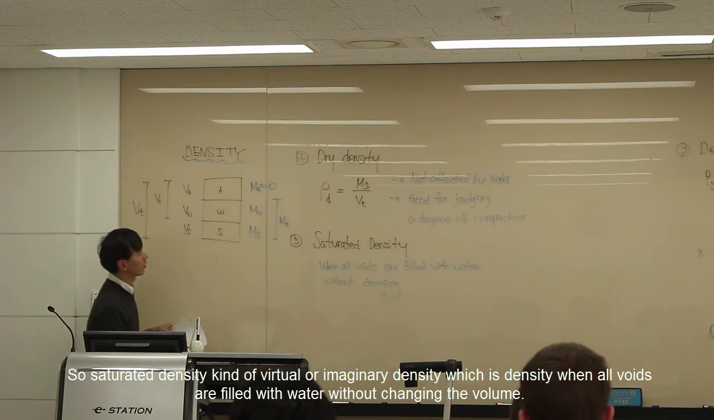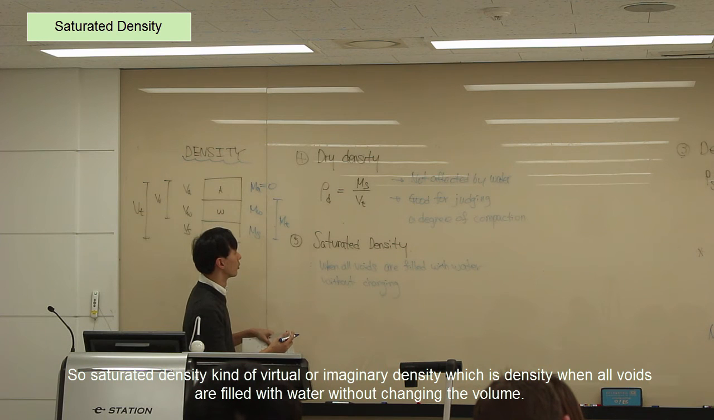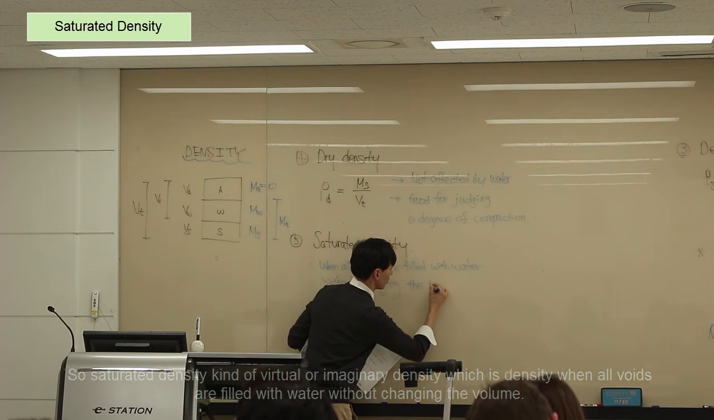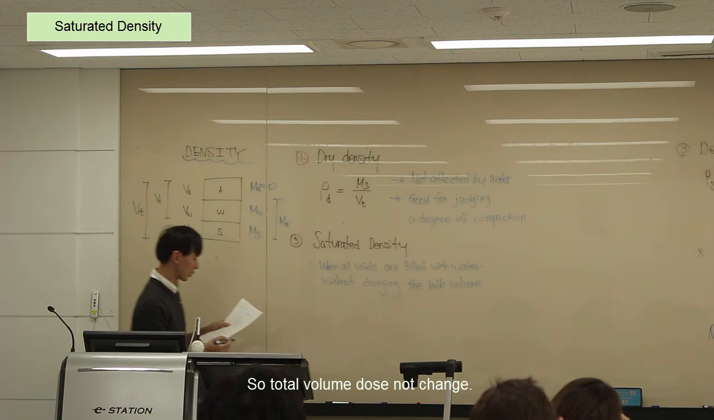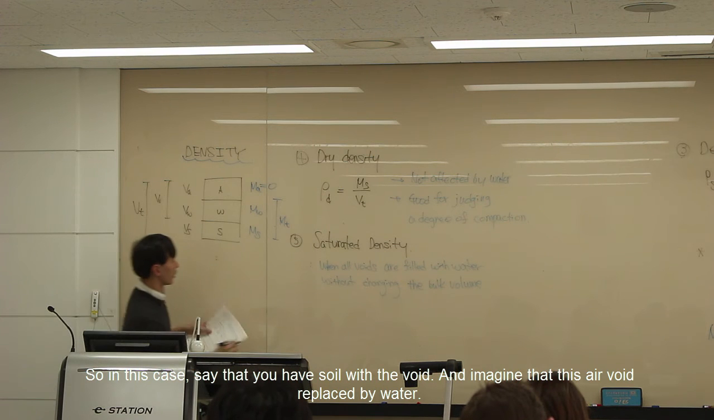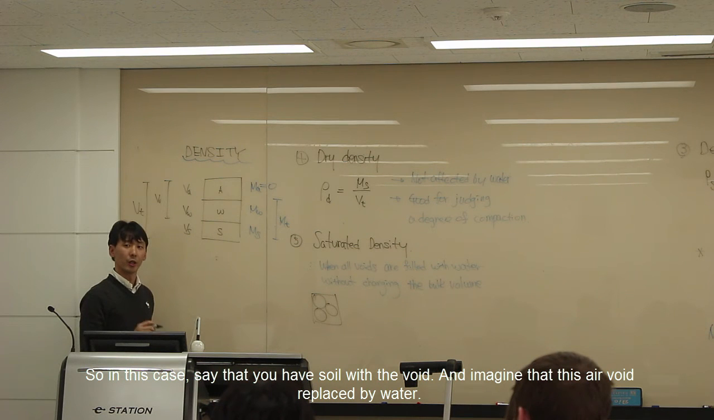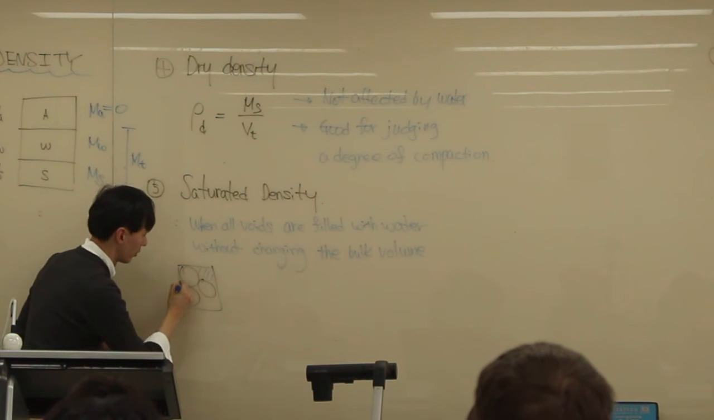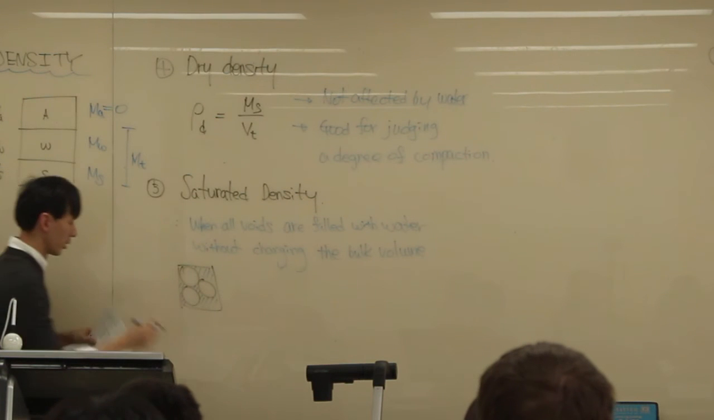So saturated density is kind of a virtual or imaginary density, which is the density when all voids are filled with water without changing the volume. So the total volume does not change. So in this case, say that you have a soil with a void, and imagine that this air void is all replaced by the water. Now you have water replacing the air.